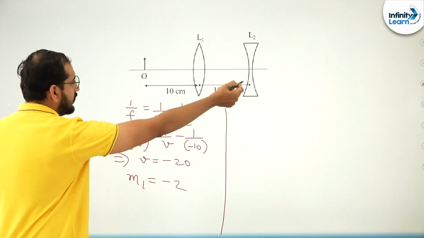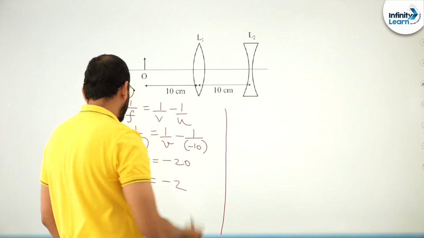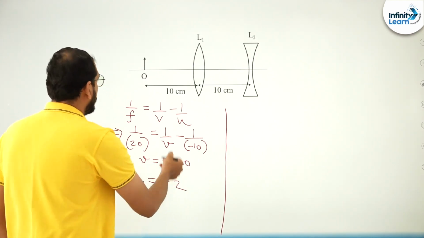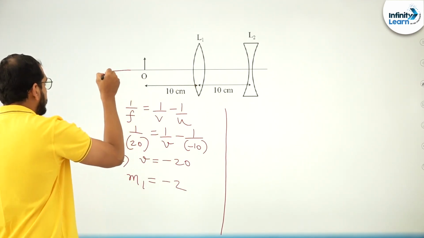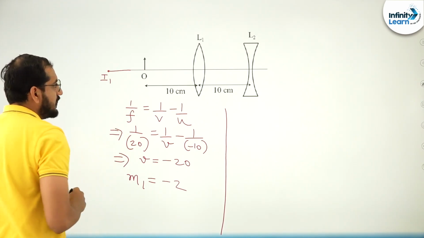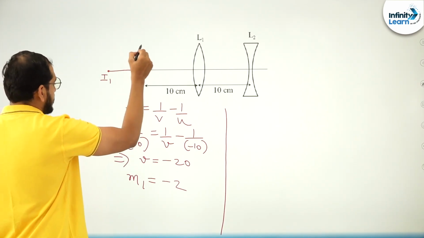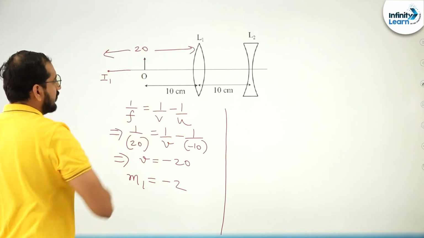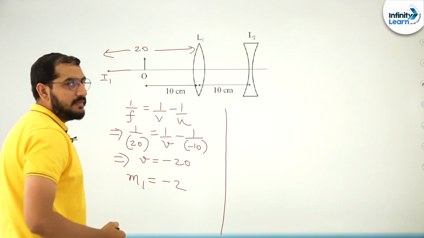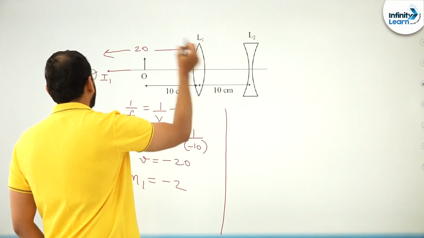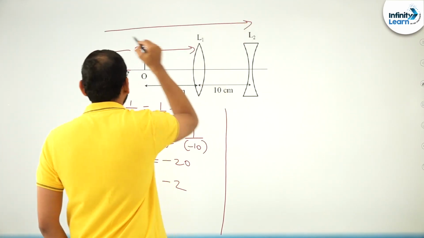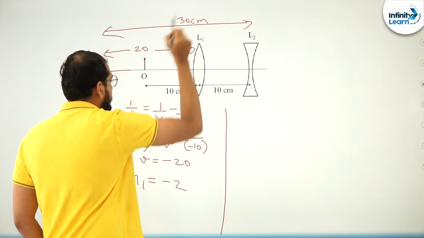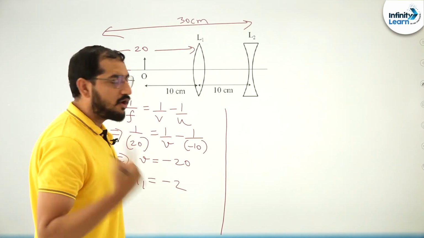Now if I move on to my second lens, v is coming minus 20. So in this drawing I can see that some image I1 is going to be formed here, which is at a distance of 20 away from lens 1, right? So now this I1 is going to be the object for this lens. This I1 from lens number 2 will be at a distance of how much? 30 centimeter. So now 30 centimeter will be my object distance.